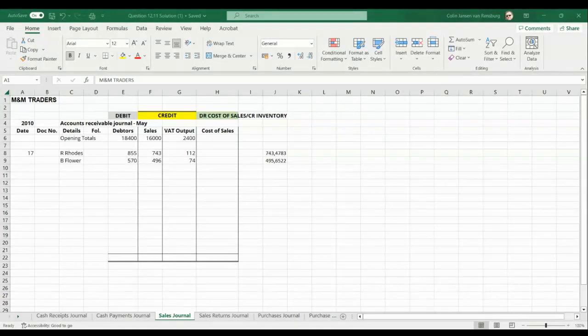If I can give you a hint, you must remember that the total of all the individual accounts in your subsidiary ledger, in this case debtors, all your individual accounts, their totals must agree with the control account, the accounts receivable or debtors control account in your general ledger. So if your accounts receivable control account is going to be debited with a figure, then you've got to debit that individual debtor's account with the same figure. So that is a good hint, I think.